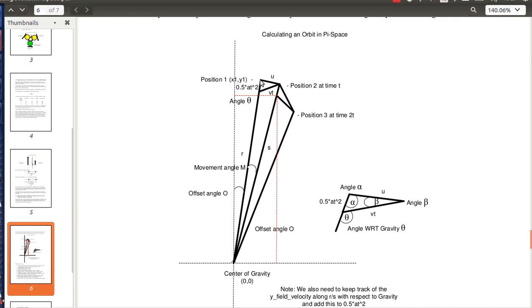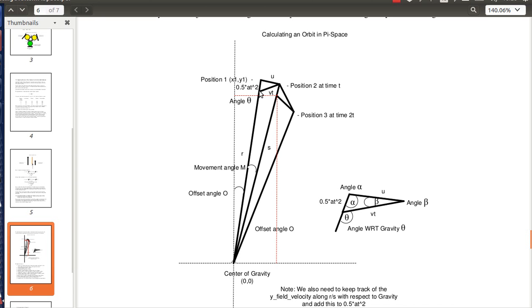So the way it works is you have an object which is positioned at x1, y1 with regard to a center of gravity, and it's a distance r from it. The gravity field has an established gravitational constant, which is calculated based on the mass of the object and the radius, which is calculated in the algorithm. Each time that the object moves, it moves closer to the gravity field. This is its starting position. It moves closer to the gravity field, in this case by 0.5 times at squared.